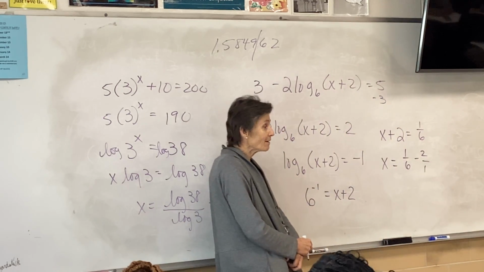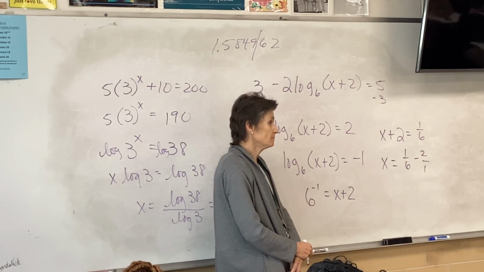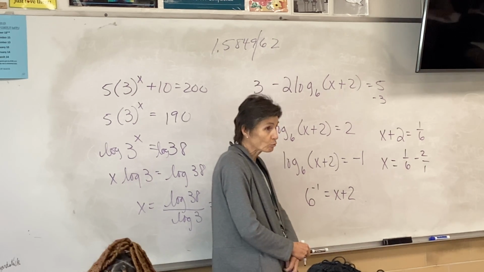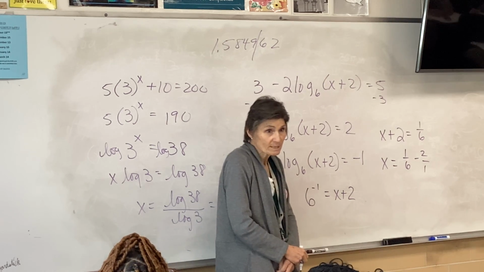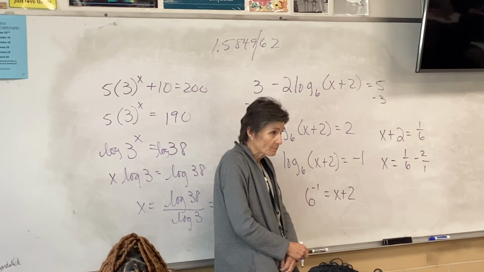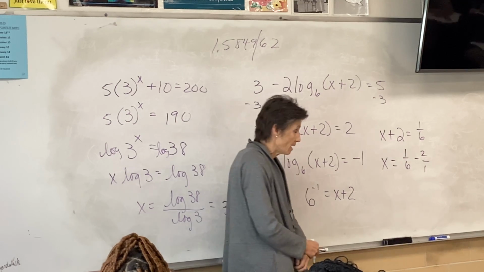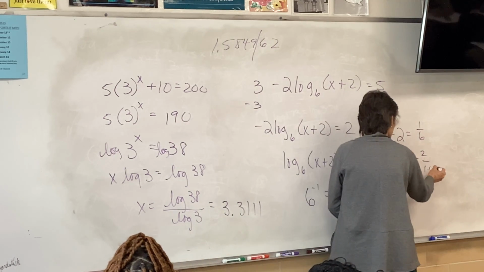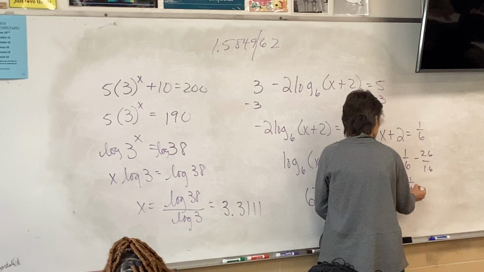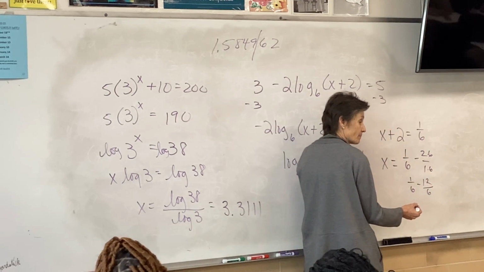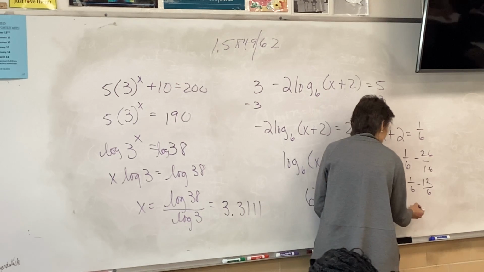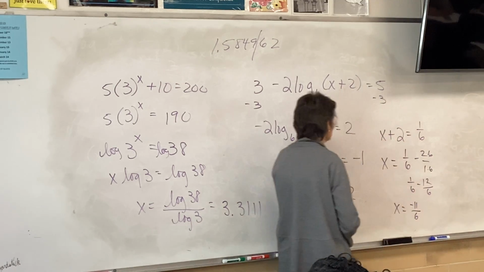Now, if we don't have a calculator for this problem, we're going to have to be able to subtract fractions. How do we subtract fractions? Common denominator. So this is 1/6 minus 12/6. So negative 11/6.